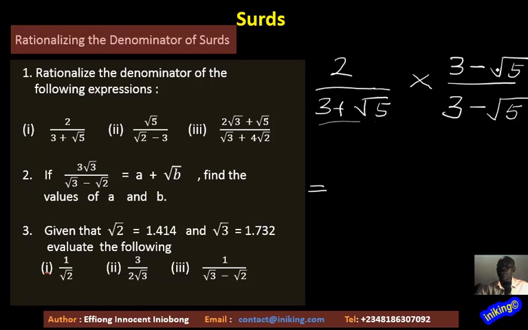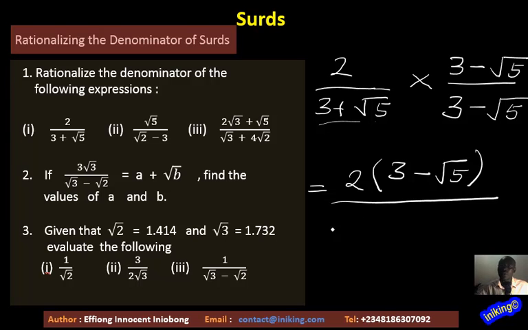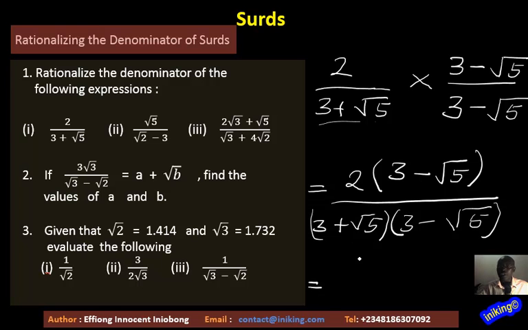So we set out. We say 2 times 3 minus root 5. Let's take it gradually. 3 minus the root of 5. And then the denominators will multiply themselves out also: 3 plus the root of 5 times 3 minus the root of 5. By the time we do this out, we find out that the denominator will become a rational number. Let's try and see. 2 times 3 is still 6. 2 times root of 5 still remains that.